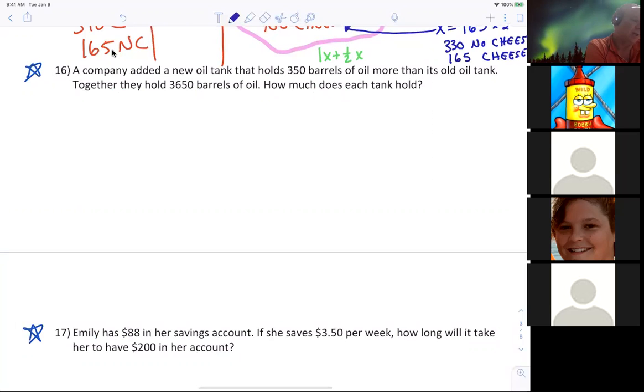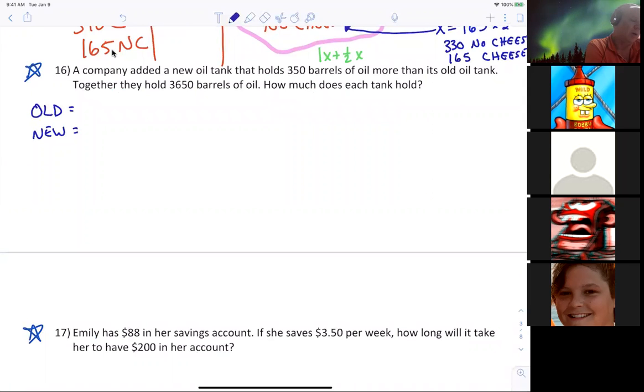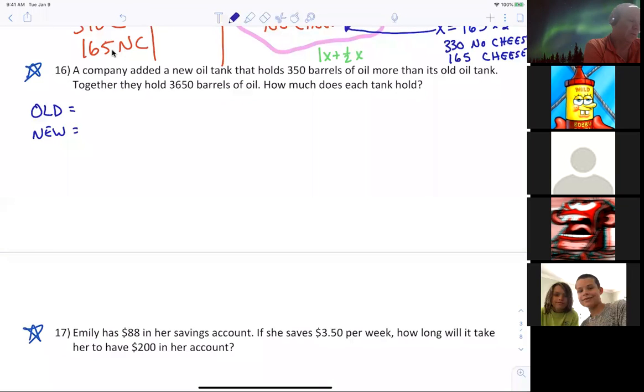How much does the tanks hold? Come on. There was an old tank and a new tank. Come on, hopefully you tried these. One holds 2,175, and tank 2 holds 1,475.